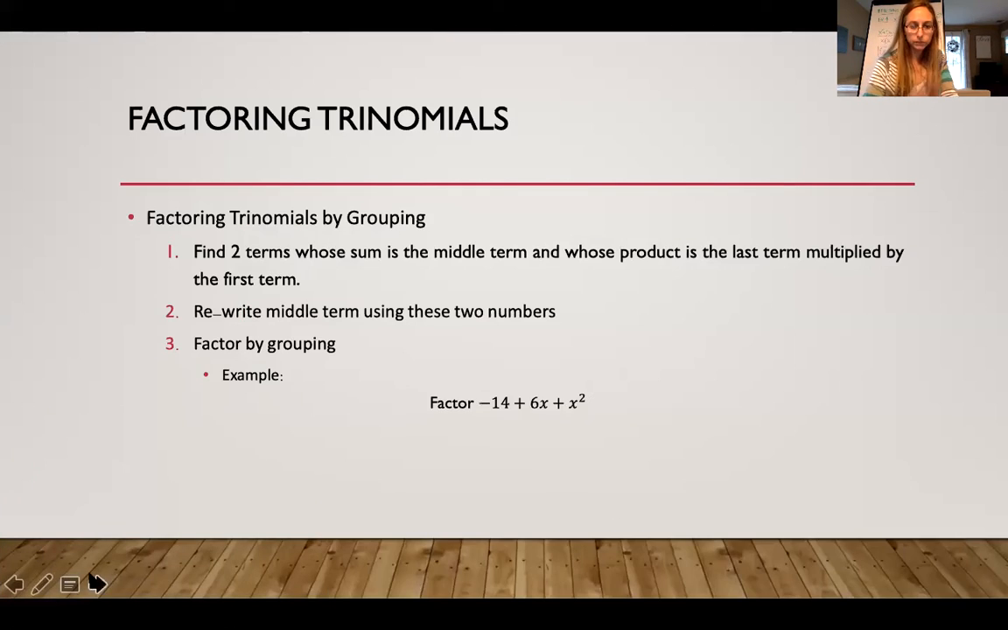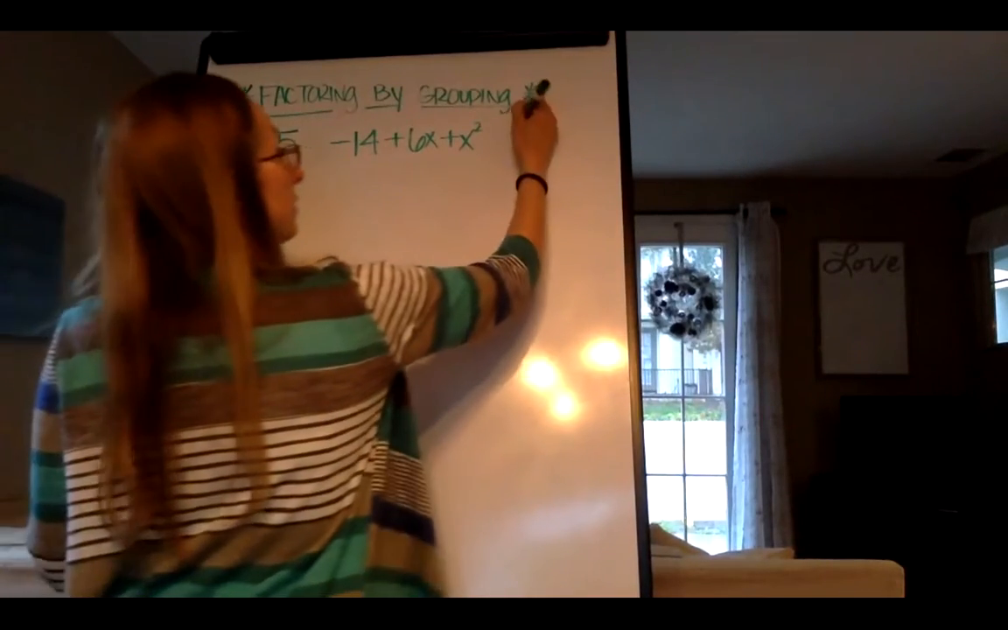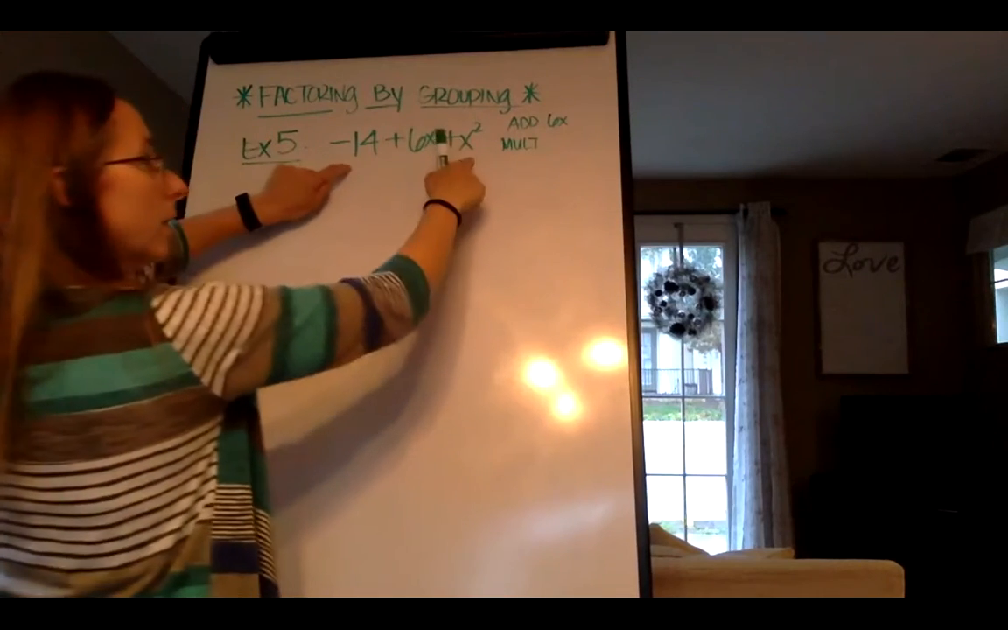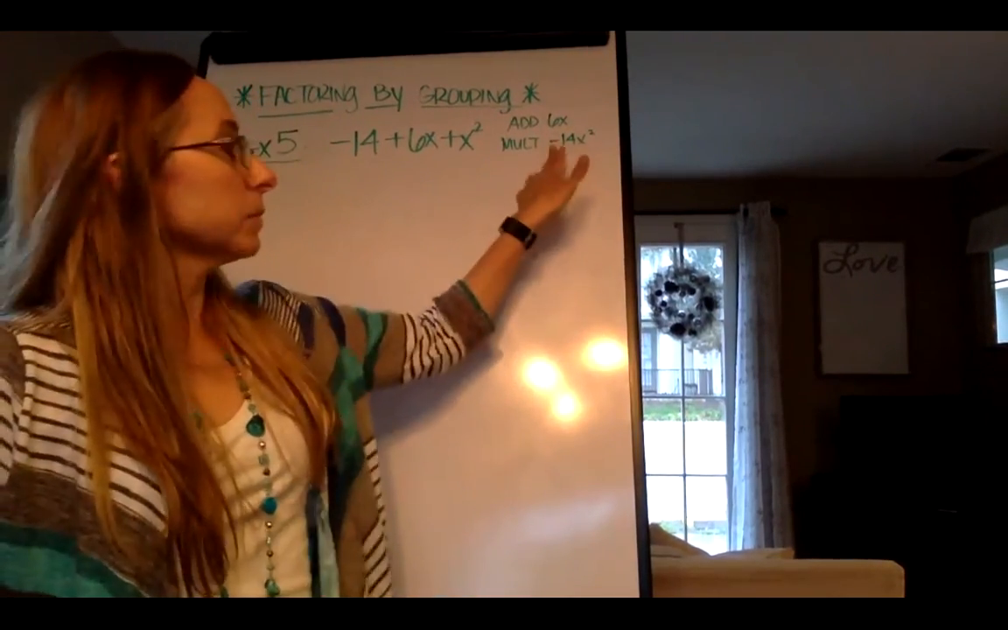Okay, let's go ahead and look at another example. We want to factor negative 14 plus 6x plus x squared. So negative 14, plus 6x, plus x squared. Again, we want two terms that add up to our middle term, 6x, and multiply to the two outer terms, negative 14 times x squared, minus 14x squared. So we want two numbers that add up to 6 and multiply to negative 14x squared.